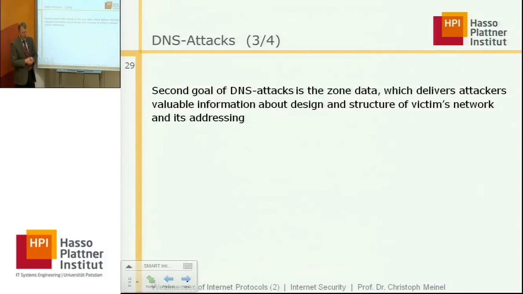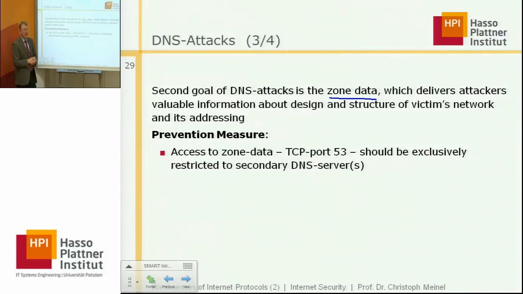The second goal of attacks against the domain name system is the so-called zone data. The zone data delivers to an attacker valuable information about the design and the structure of the victim's network and the addressing that's used in this network. So here the prevention method is to restrict access to the zone data. This is possible via TCP port 53, exclusively to the restricted secondary DNS server or servers.